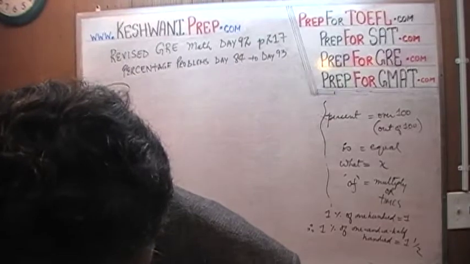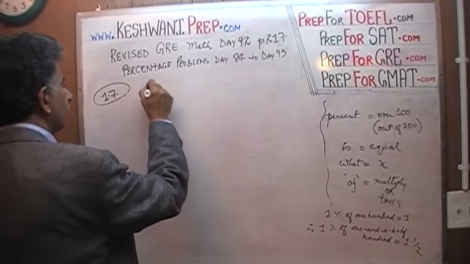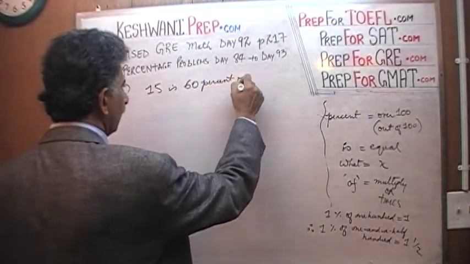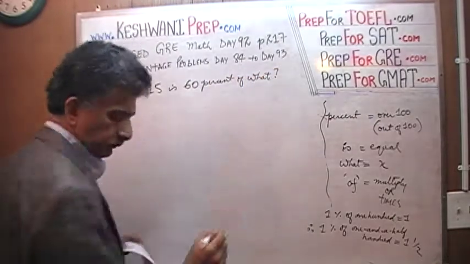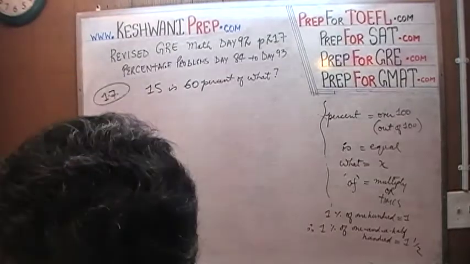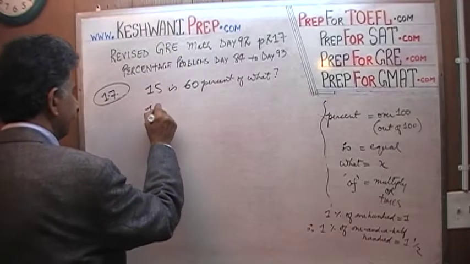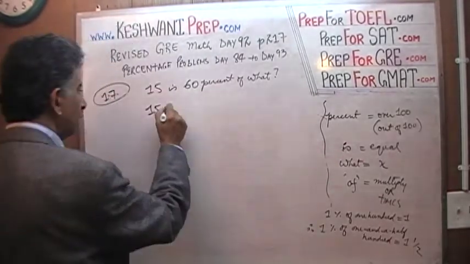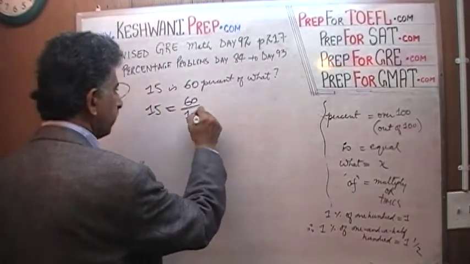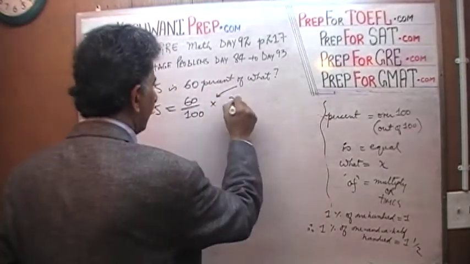It says 15 is 60% of what? There we go. One more time, our handy dictionary, it has 4 words in it. 15 is means equal, 60% means out of 100, of means times, what is our unknown x.